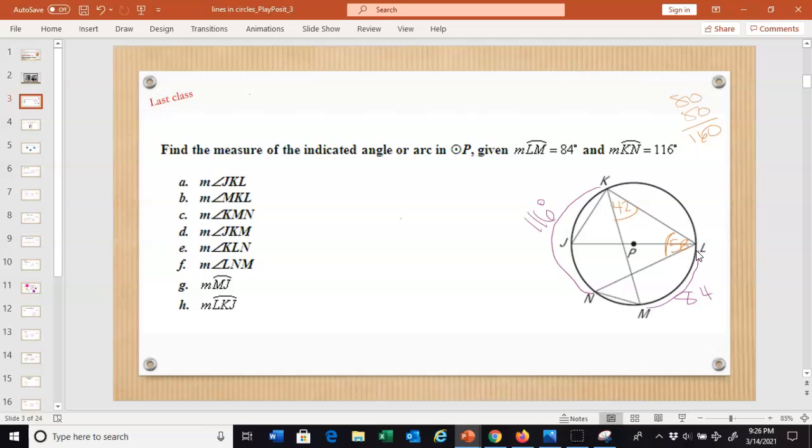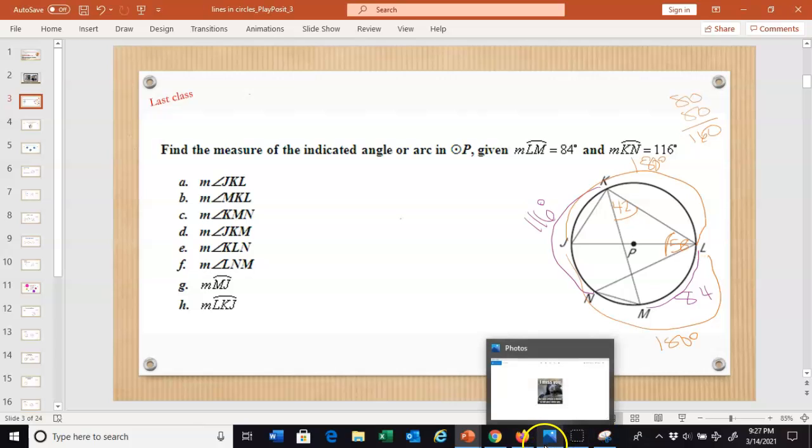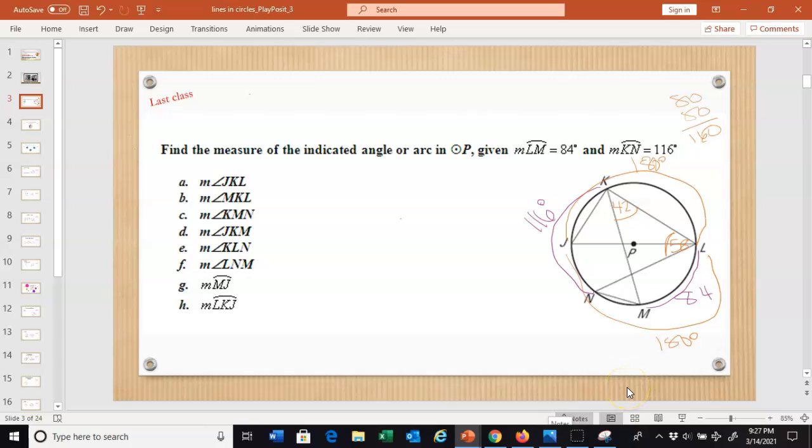All right, let's see what else can we label. Well, you know how this segment JL goes right through the center? We know JL must be a diameter if it goes through the center of the circle. So that would make this arc 180, right? Because that's half of a circle. And similarly with this side, this would be 180. So all we did was cut that circle in half and get 180 on both sides.